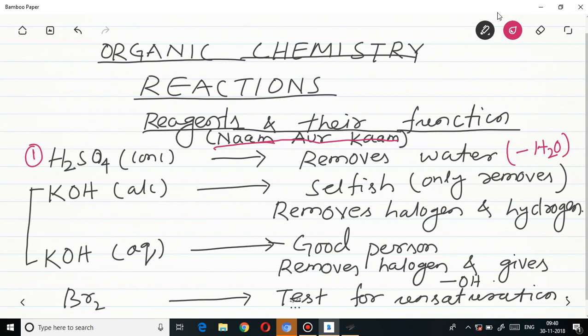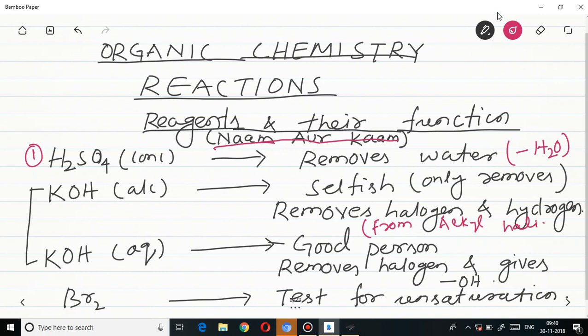Now coming to KOH, potassium hydroxide alcoholic and potassium hydroxide aqueous. See, the name of the compound is same, but in alcoholic medium and in aqueous medium the function is different. Now KOH alcoholic is very selfish. Now what does a selfish person do? It only removes. A selfish person will only take, will not give you. So what it removes? It removes halogen as well as hydrogen from an alkyl halide.